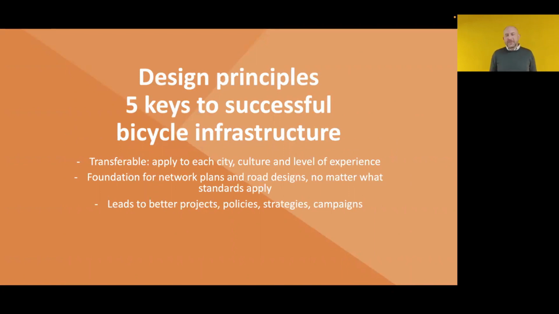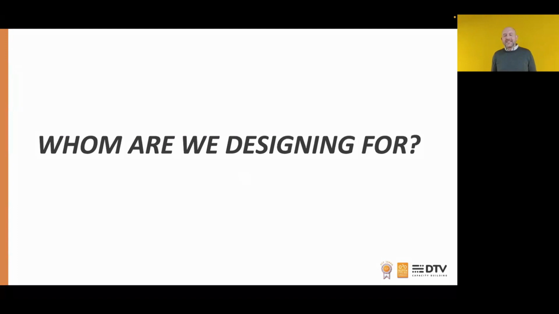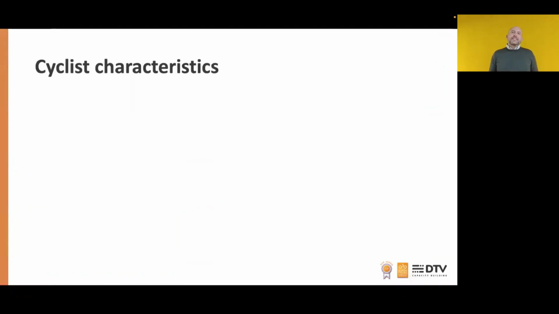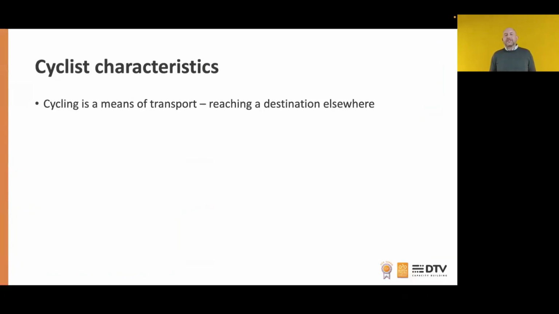The five principles, as already mentioned. This really starts with thinking about, if we are designing, whom are we designing for in the end? This is where it really starts. We have all kinds of cyclists, all kinds of mobility devices, all kinds of people using them in different ways for different purposes. And we really need to think about the cyclist characteristics.